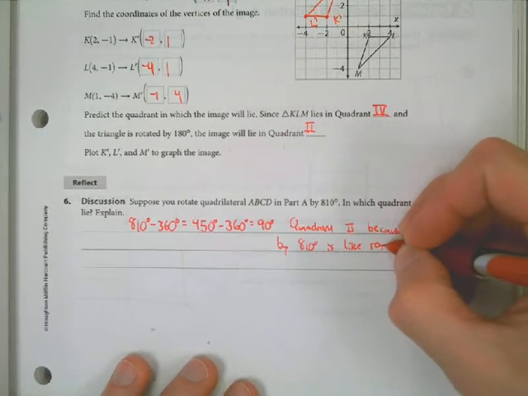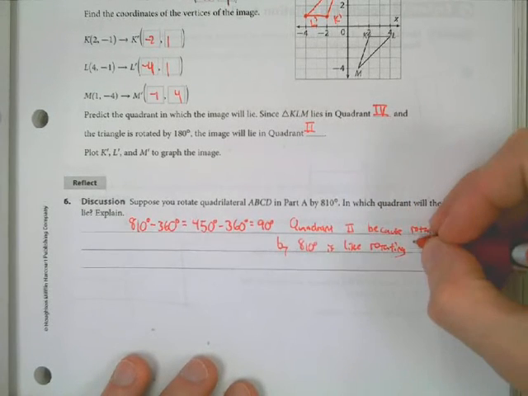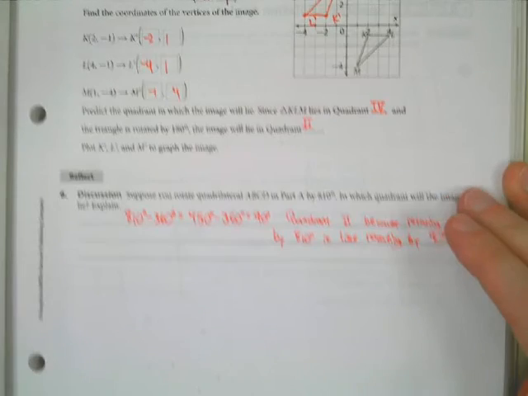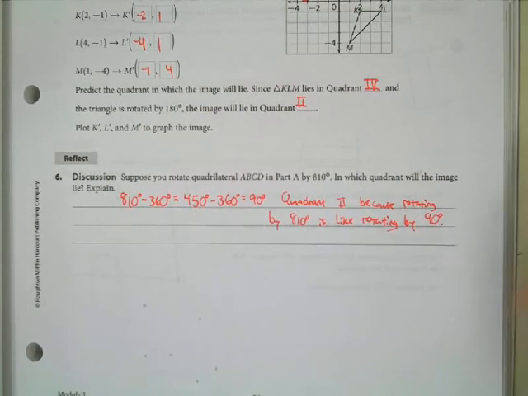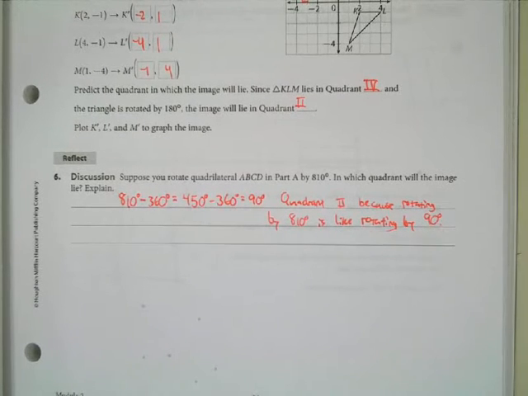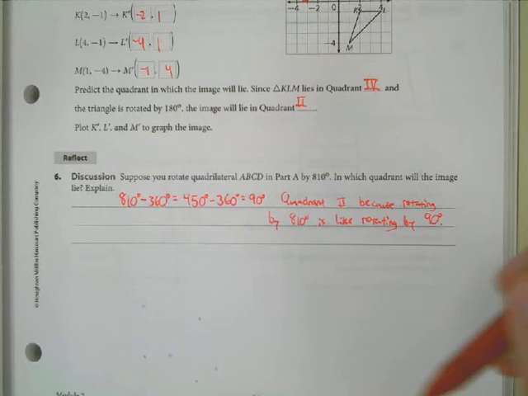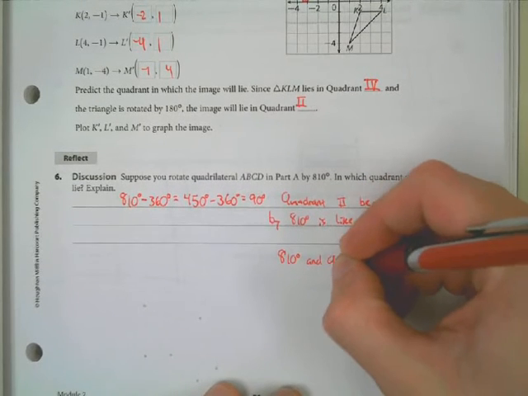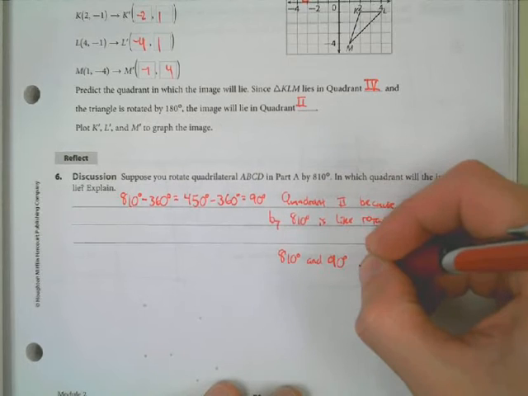Okay, that's actually something that I teach in pre-calculus, or used to teach when I taught pre-calculus. Okay, 810 degrees and 90 degrees are called coterminal angles.